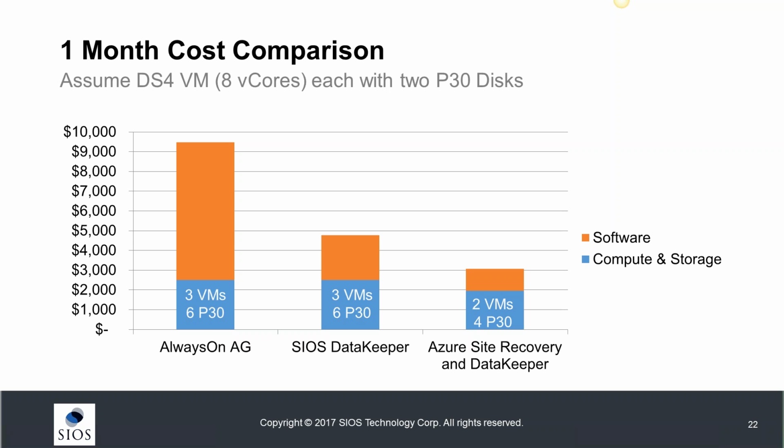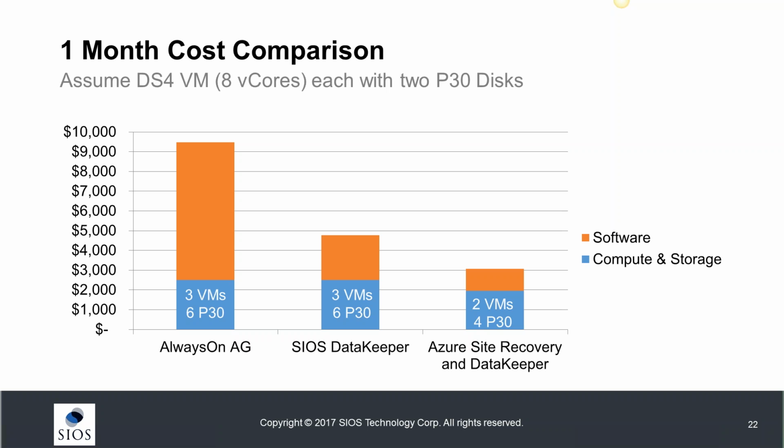You see the breakdown of the cost. The compute and storage across the first two solutions, AlwaysOn Availability Groups and SIOS DataKeeper, is exactly the same. You've got to pay for two VMs in the primary site, one VM in the DR site, and the same amount of storage attached to each. Pricing this out with a DS4 and two P30 disks attached to each instance, you get roughly $2,500 just for the compute and storage.